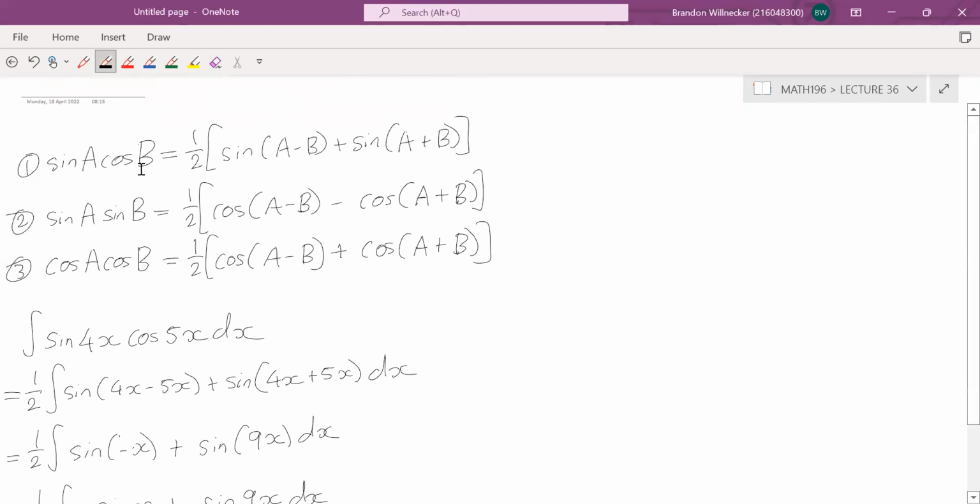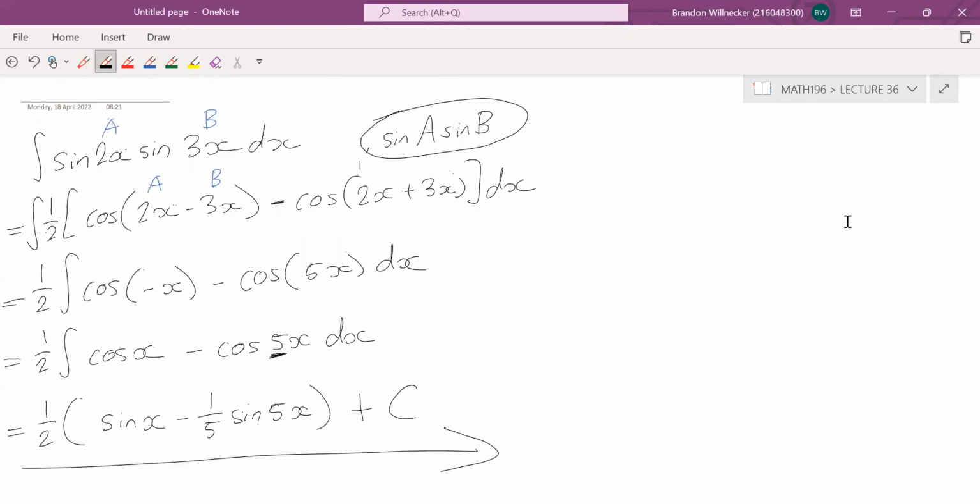Okay, so you just identify which type it is, you figure out which bit is A, which bit is B, and then rewrite your left-hand side using the identity on the right-hand side. Okay, once you've done that, you just simplify the brackets. So your A minus B, you simplify that. Your A plus B, you simplify that. Integrate your two terms, and then any last bit of simplification, you do that. And then remember to add your plus c. Okay, so it's an indefinite integral. You add your plus c.